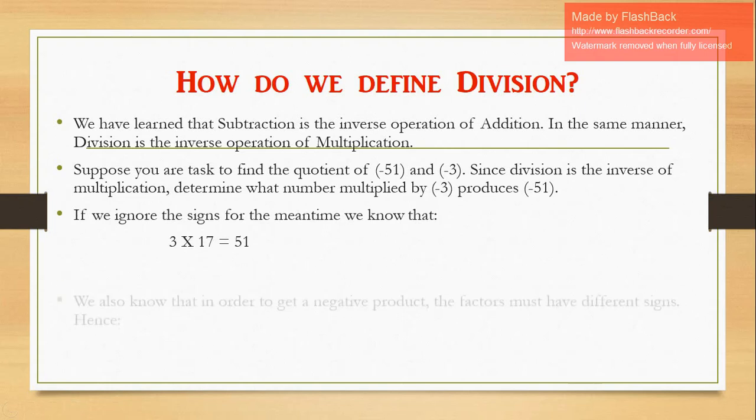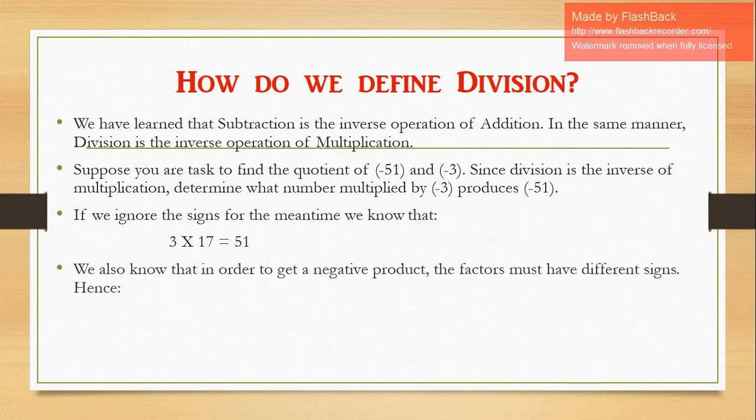Now, based from the previous slides, we also know that in order to get a negative product, the factors or the given must have different sign. Hence, negative 3 times 17 is equal to negative 51. Therefore, negative 51 divided by negative 3 is equal to 17.